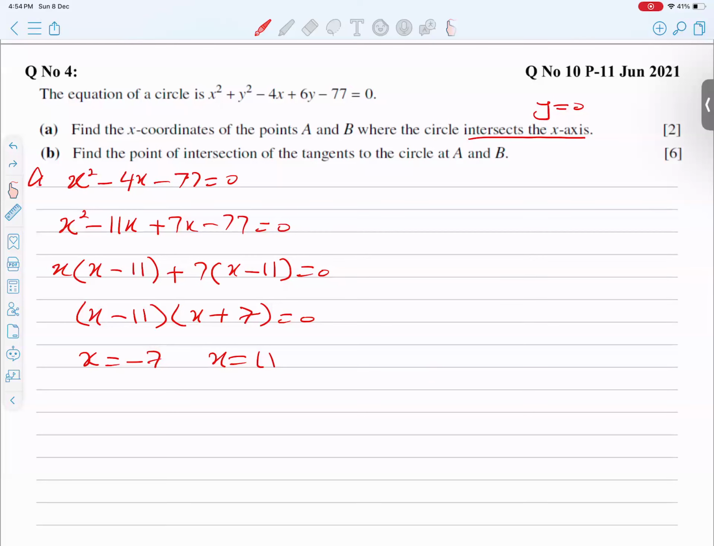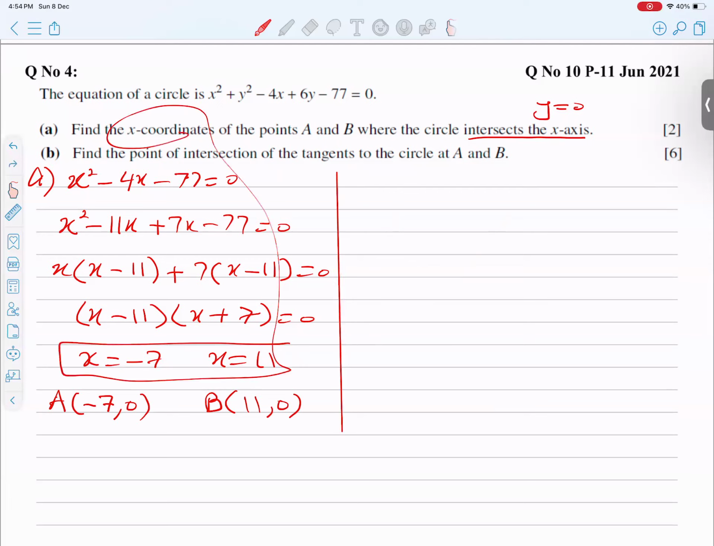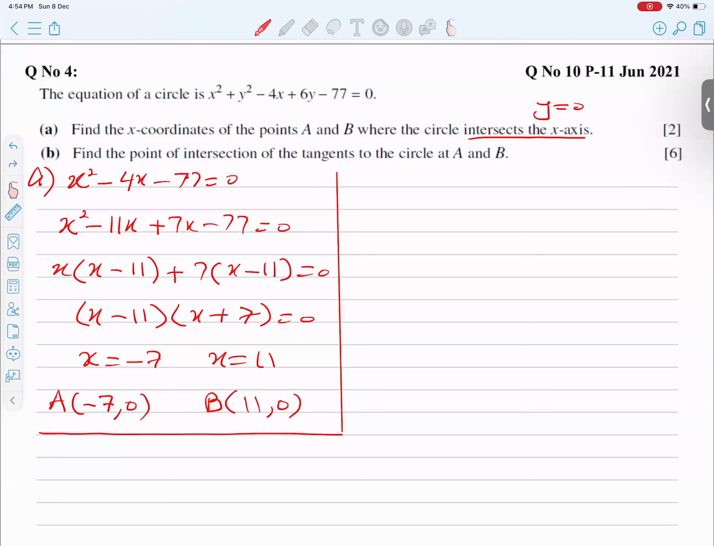Part A is over. Now he's asking for the point of intersection of the tangents to the circle at A and B. One point is here and one is here, and you know it very well, common sense, y is 0 for both. So I can say A coordinate is (-7, 0) and B coordinate is (11, 0). This is not compulsory to write. Make sure, this is not compulsory. The main thing is what he was asking. That's it, so the first part is done.